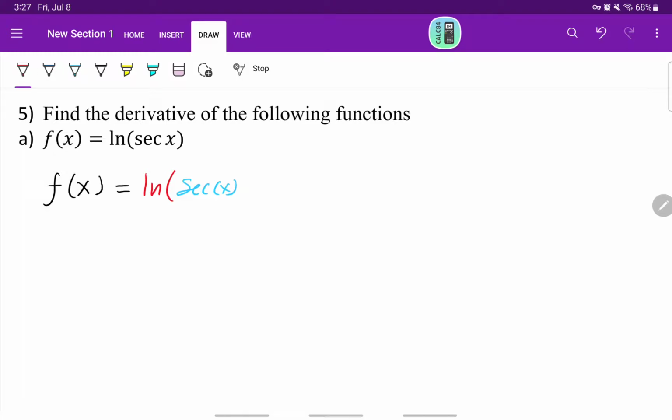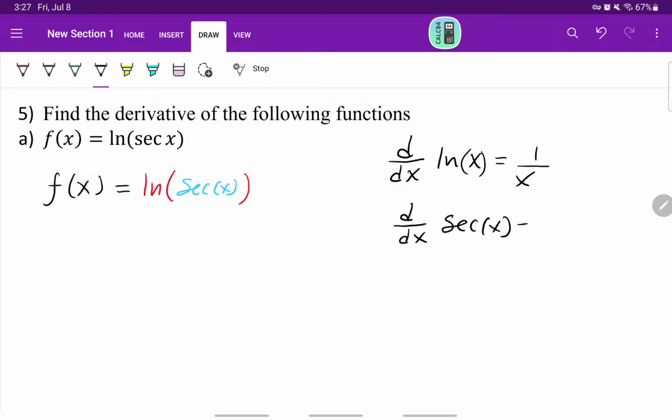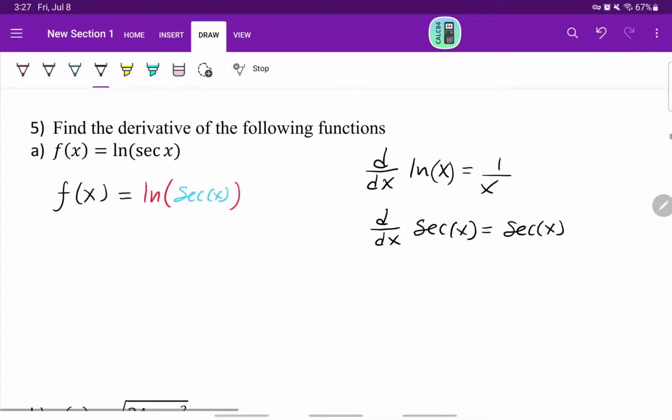Close that up. I have to use the chain rule in this case. The derivative of the outer times the derivative of the inner. Now I'm going to write over here. Remember, the derivative of the natural log of x is going to be 1 over x. And the derivative of secant of x is equal to secant of x times tangent of x.